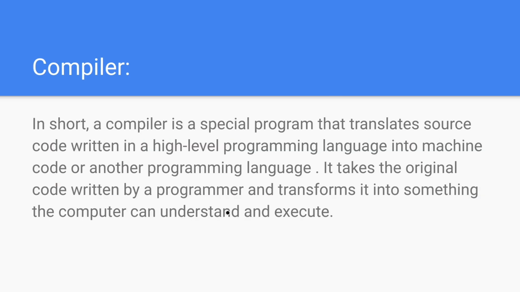Now before that, we also need to clarify what a compiler is. A compiler is a special program that translates source code written in a high-level programming language into machine code or any other programming language.